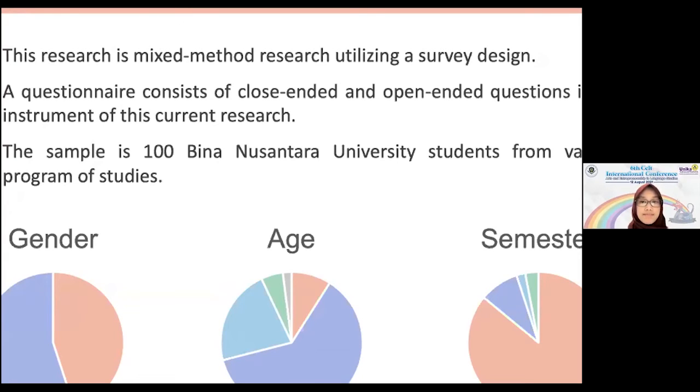And these charts show demographic information of students who were taking this survey. We could see from this chart that there are 55% male and 45% female aged between 17 and 21, with the majority of them being 18 years old, and the majority of students who are taking this survey are in their first semester.